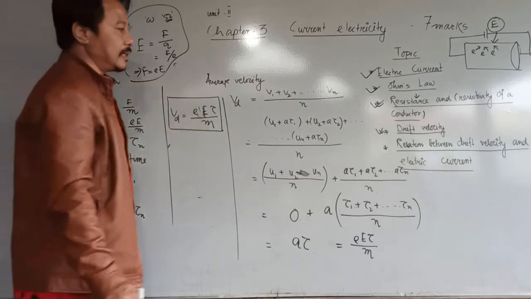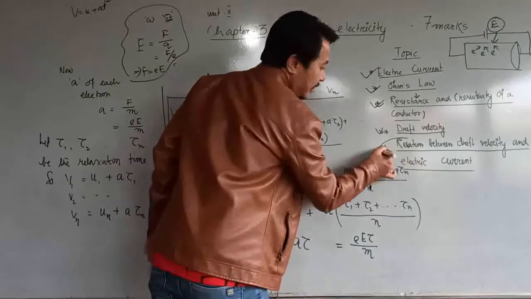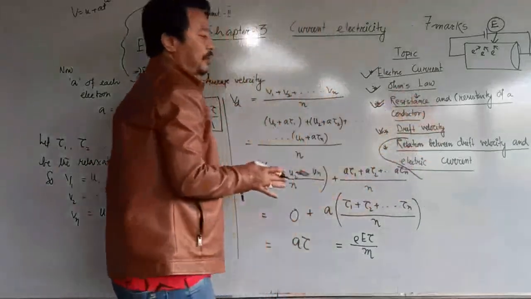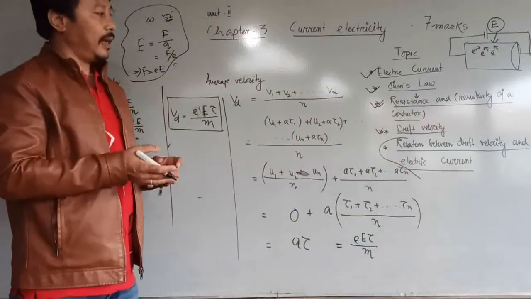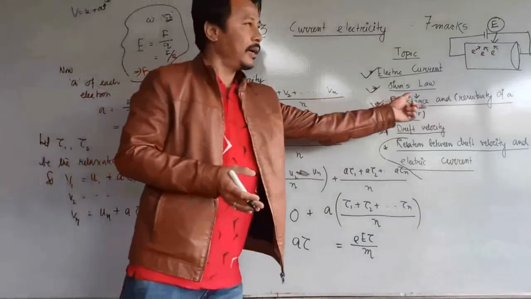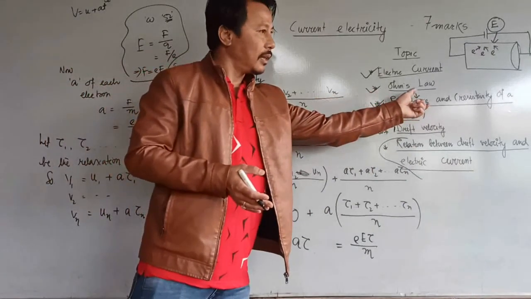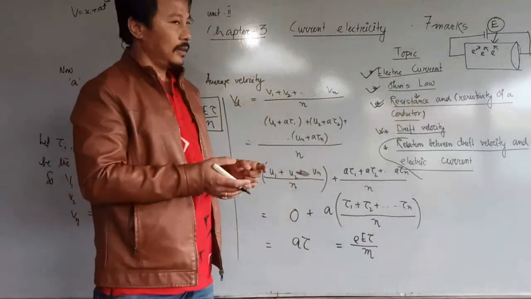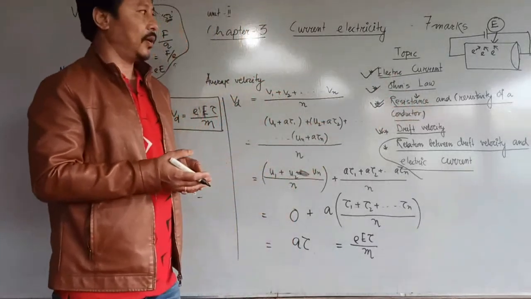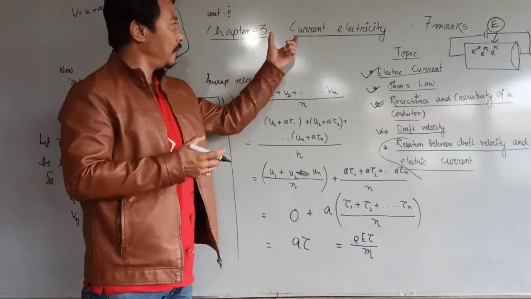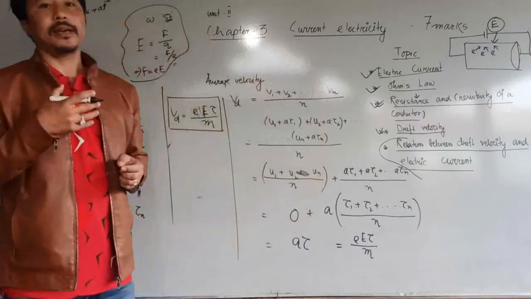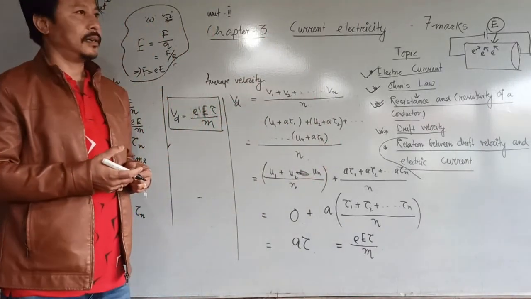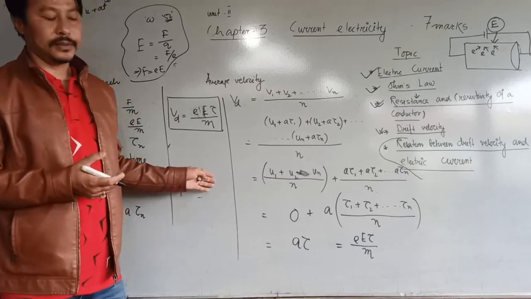So in the next class we'll be dealing with the relation between drift velocity and electric current, and then temperature dependence, and current density in the coming classes. Thank you.